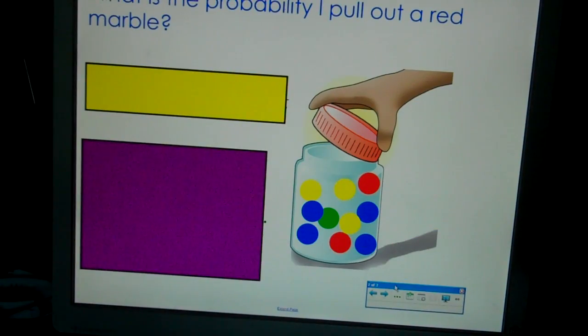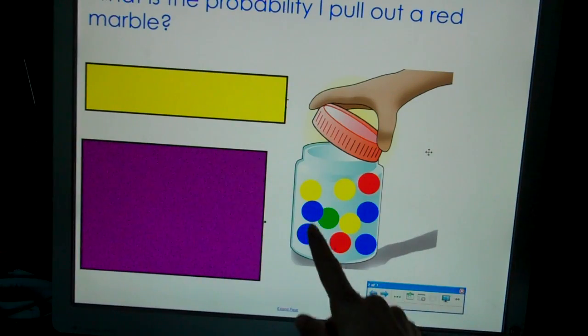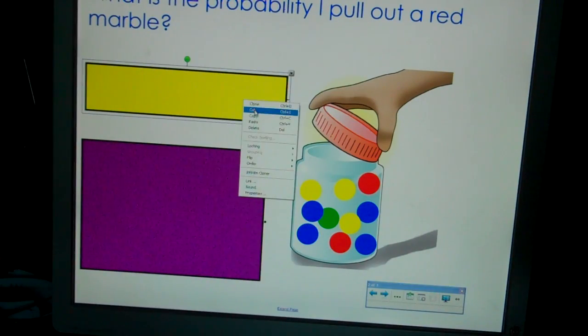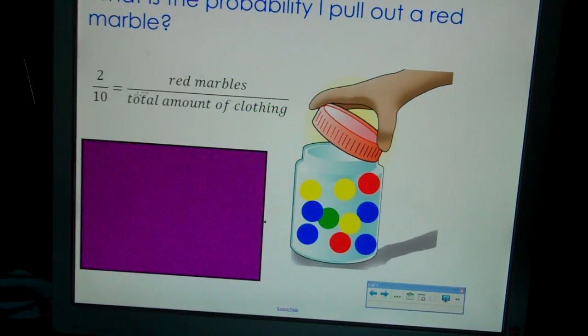Okay, first things first. Suppose I have a jar of marbles. What is the probability I pull out a red marble? Just looking at my jar of marbles here, how many reds do I have? I have 2. That's my favorable outcome. But how many total outcomes did I have? There are a total of 10 marbles in there. So my probability now becomes 2 out of 10.